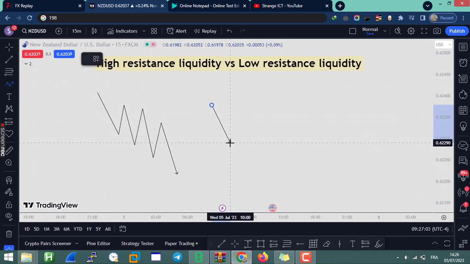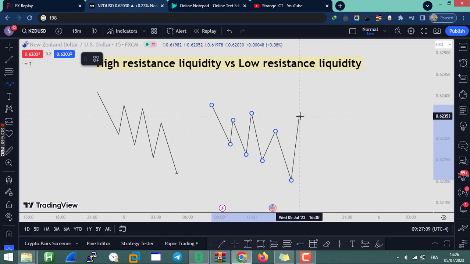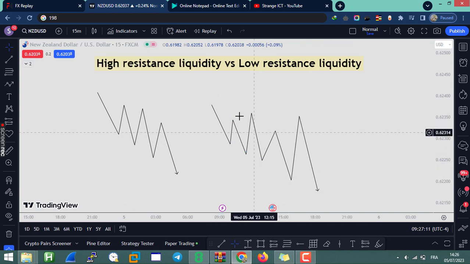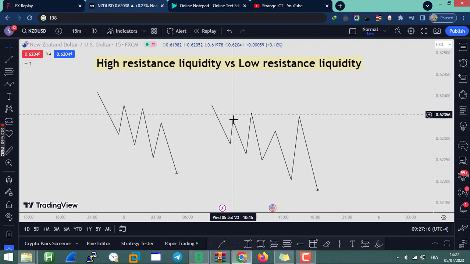Let's see a move. You can see the difference between them. So this is high resistance. Why? You can see price after forming this swing, immediately takes liquidity from this swing and rejects. So this is called high resistance liquidity.